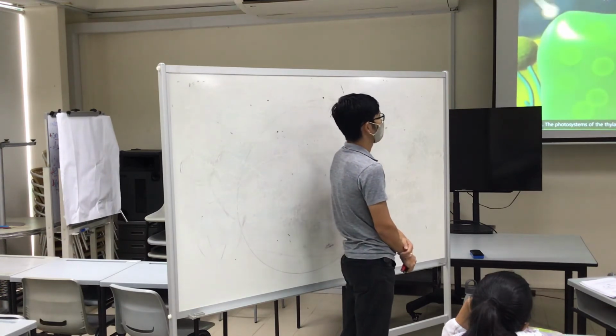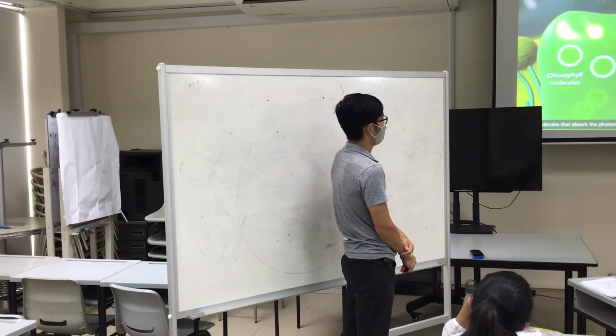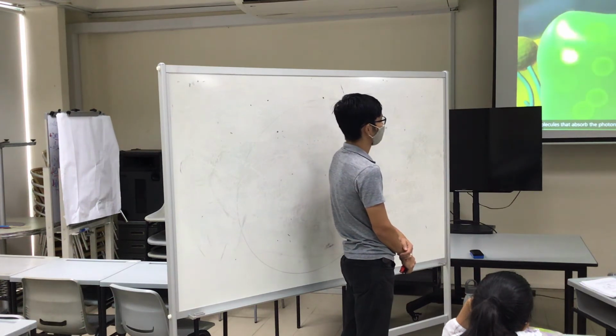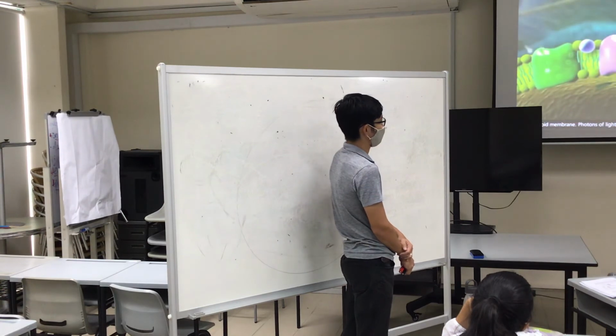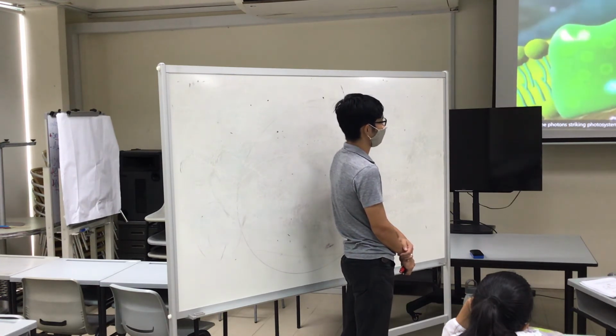The photosystems of the thylakoid consist of a network of accessory pigment molecules and chlorophyll, the molecules that absorb the photons of light. Within the pigment molecules, the absorbed light energy excites electrons to a higher state. Photosystems will channel the excitation energy gathered by the pigment molecules to a reaction center chlorophyll molecule, which will then pass the electrons to a series of proteins located on the thylakoid membrane. Photons of light strike photosystems 1 and 2 simultaneously. We will examine what happens with the photons striking photosystem 2 first.